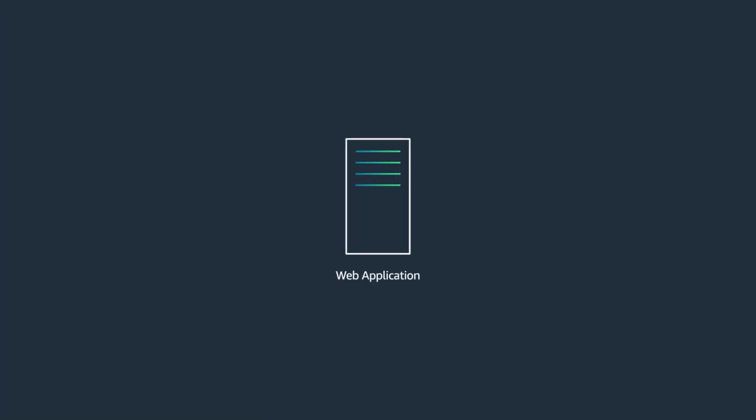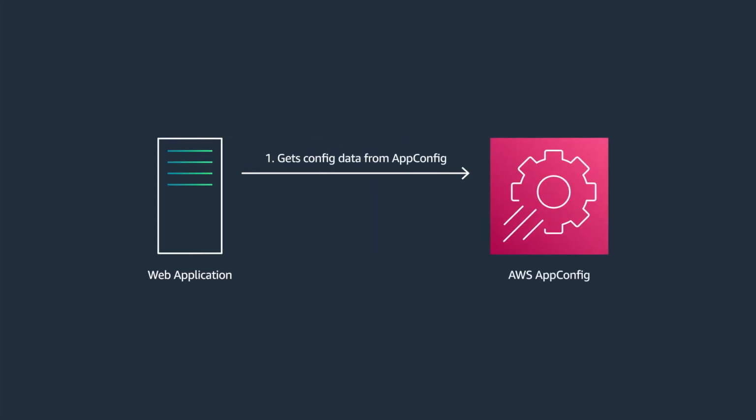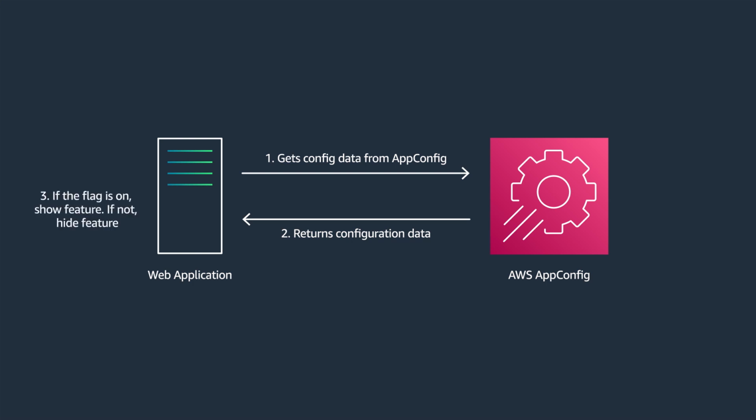As shown here, let's say you have a web application. Your application will dynamically retrieve information from AppConfig, and the feature flags will be created and fetched from AWS AppConfig. So how this works is, first, the application gets the configuration data from AppConfig. Next, the configuration data is fetched from AppConfig to the application. Now the application will show the feature or not based on if the feature flag is on or not.